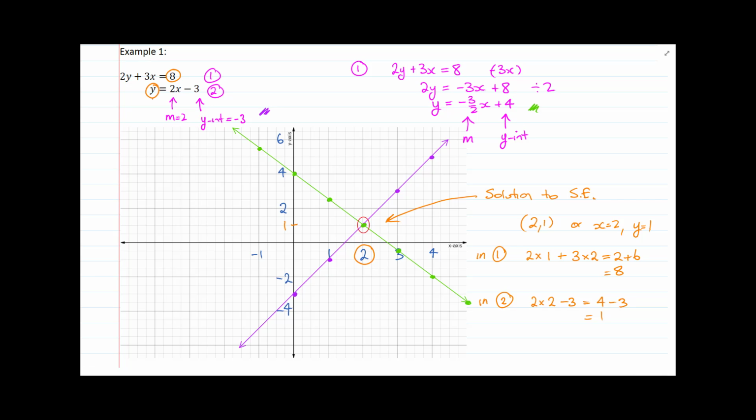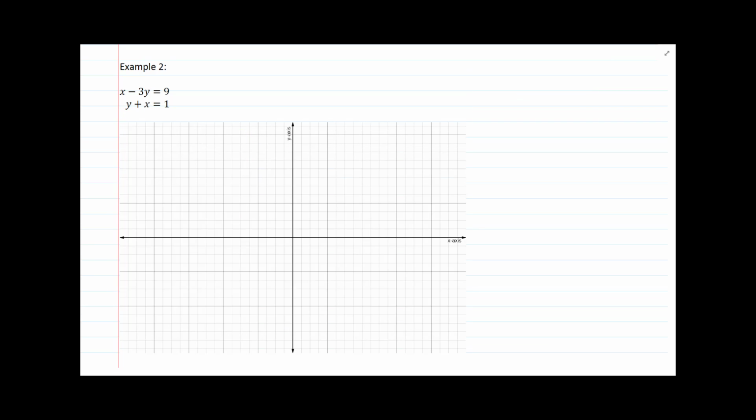So we've started by sketching our two functions, then we've found the point of intersection, we've written that down as our solution, and we've verified our solution. So let's look at one more example now. Example number 2, x minus 3y equals 9, number 1, and y plus x equals 1, number 2.